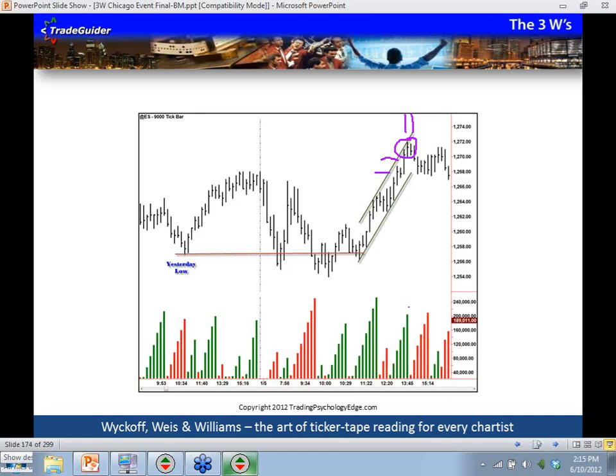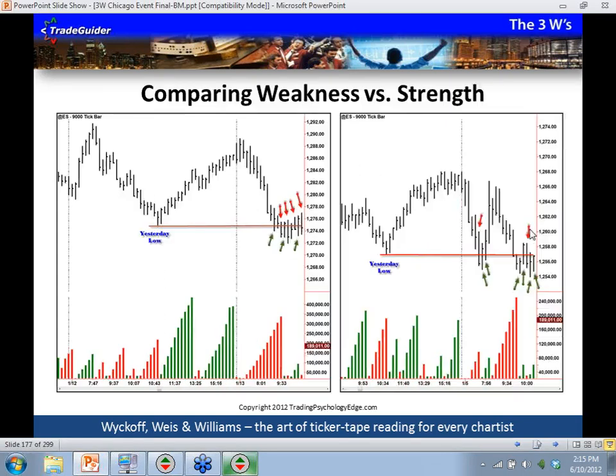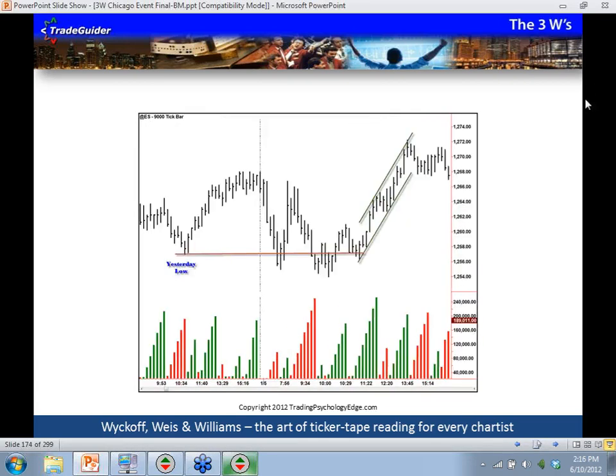There's also a comment over on this volume here. Yeah, there was volume here, and this drove the market from this point to about this point, and then this volume drove it from about here to here. They're pretty close to being equal.